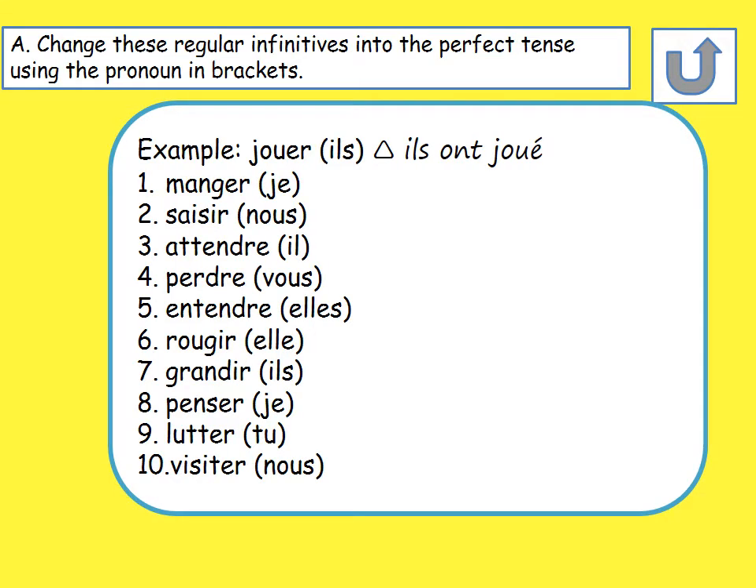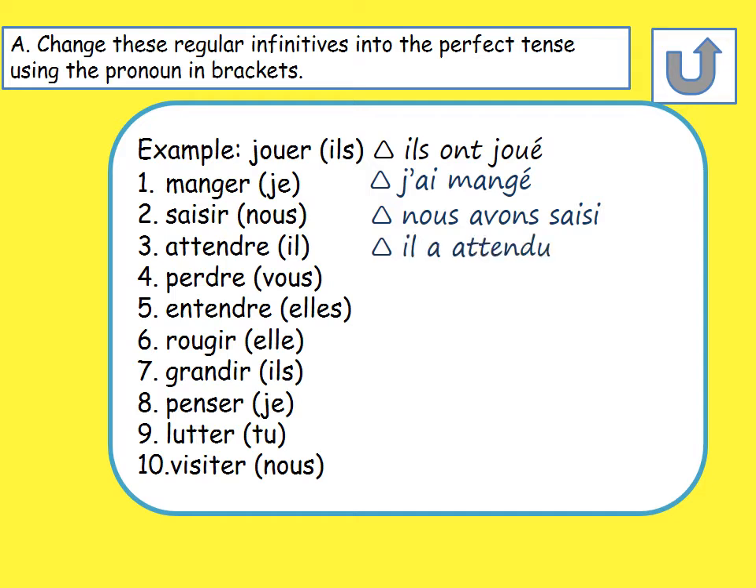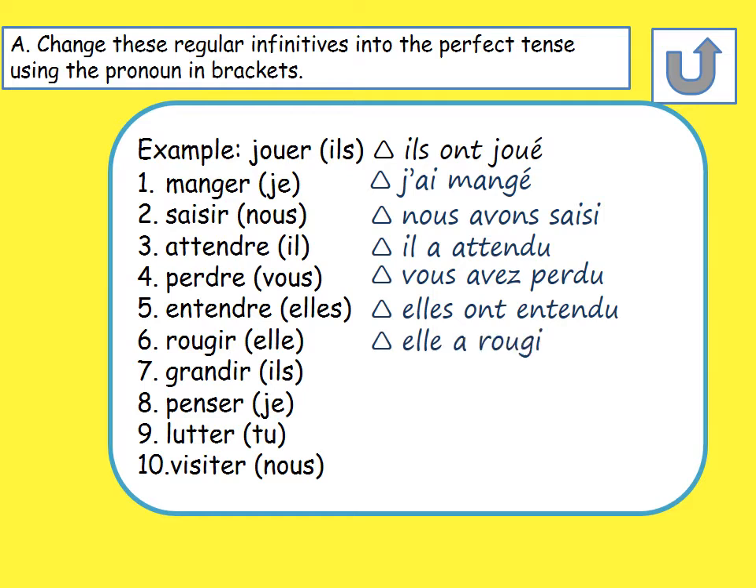Here we go. J'ai mangé. Numéro 2. Nous avons saisi. This one's an RE verb, so it's going to be il a attendu. Vous avez perdu. Elles ont entendu. Elle a rougi. She blushed.